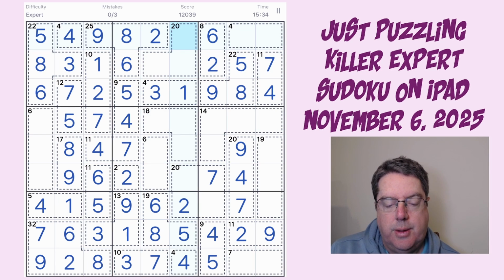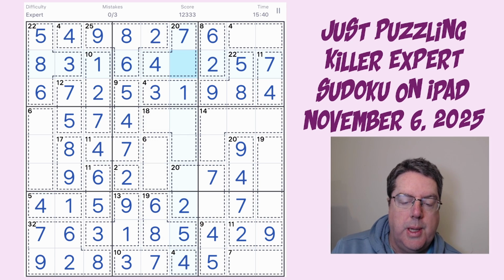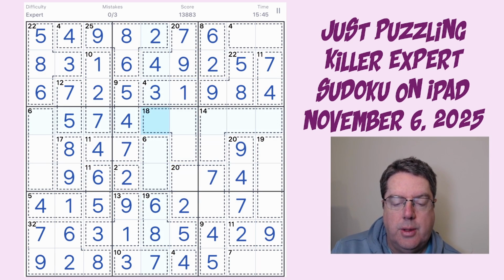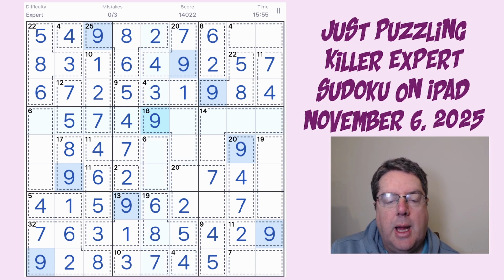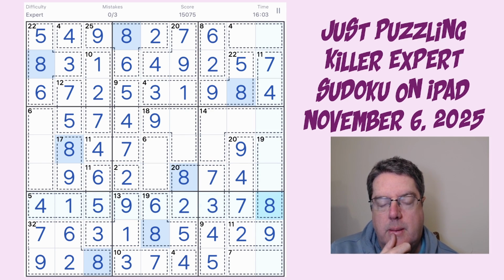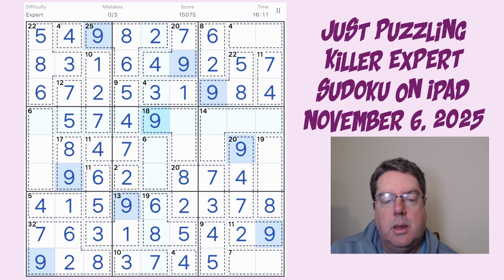7 can't be here, so that's a 7. 4 can't be here, so that's a 4, leaving this to be a 9. 9 comes across here, 9 comes down here, so that's a 9 there. 1, 5. 8 can't be there, so that's got to be an 8, leaving this to be a 3. This has got to be an 8 here. 1, 2, 3. So 3 is here with 6.